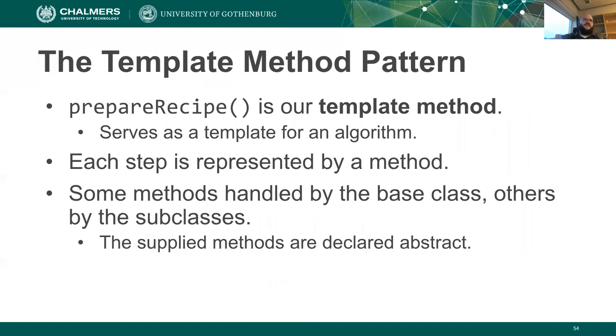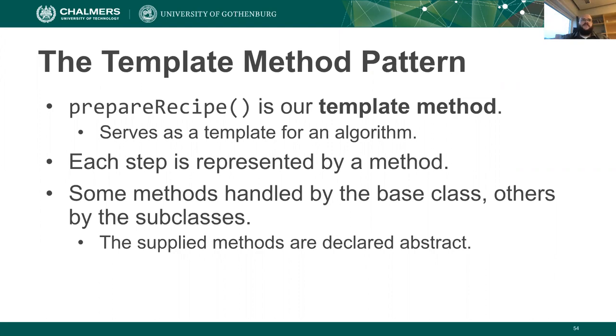And so this is what's called the template method pattern. This is the behavioral pattern that basically wraps around an algorithm. We have prepare recipe that says, go boil some water, brew your beverage, pour it in a cup and add condiments. This serves as a template for an algorithm. This is a method that serves as a template for an algorithm, called a template method. In this case, it's an algorithm for making caffeinated beverages.